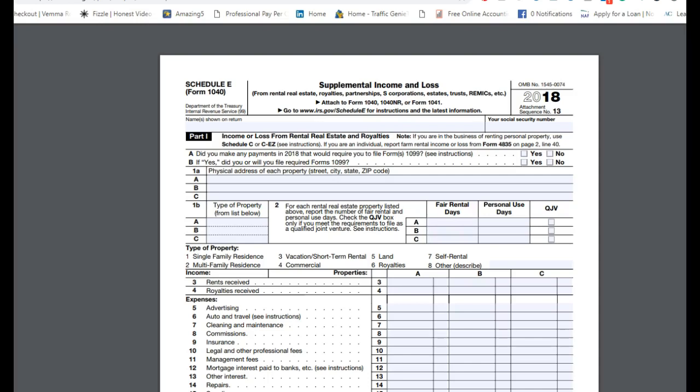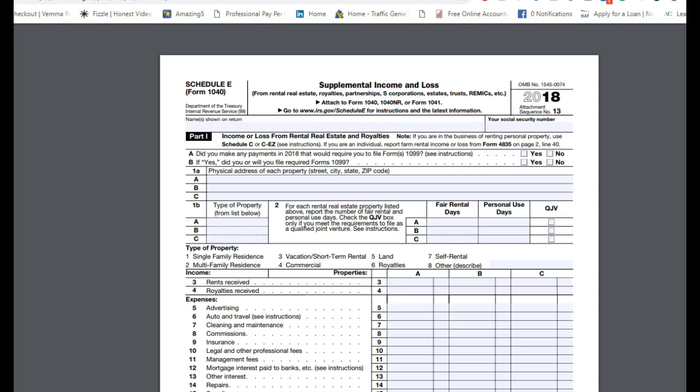So here it asks the question, did you make any payments in 2018 that would require you to file a Form 1099? This question is dealing with rental property that may have some work being done on it, where you paid a contractor to come in and do some work, and you're going to give him a 1099 at the end of the year for the work he's done. So you're able to write that off on your income tax when it comes to the Schedule E, that work that was being done. And so that's how that works.